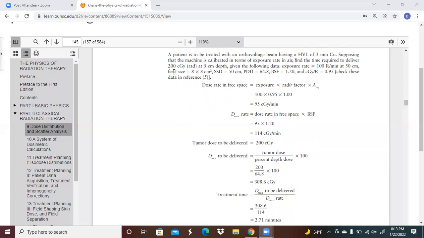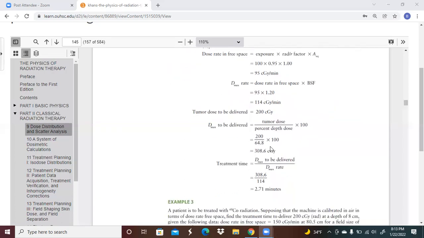The tumor dose that we want to deliver here is going to be 200 centigray. So the D max dose to be delivered is going to be the tumor dose divided by the percent depth dose multiplied by 100. We take the tumor dose, which is 200, divided by the percent depth dose, multiply by 100, and it ends up being 308.6 centigray.